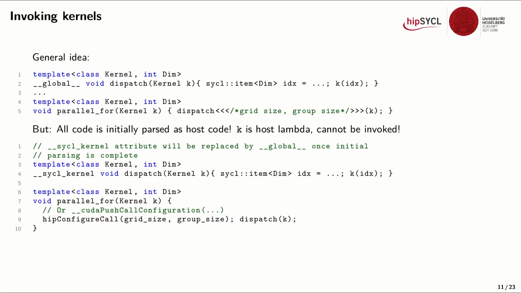And then in parallel for, we also just call it like a regular host function, except that we also call the hip configure call or CUDA push call configuration to set the kernel launch parameters like the number of work groups and the number of work items. This is necessary because the syntax with the three angular braces to launch kernels is not possible anymore, because the dispatch function now looks to clang like a regular host function, so we cannot invoke it like a regular CUDA kernel.